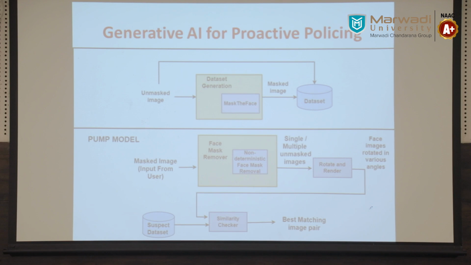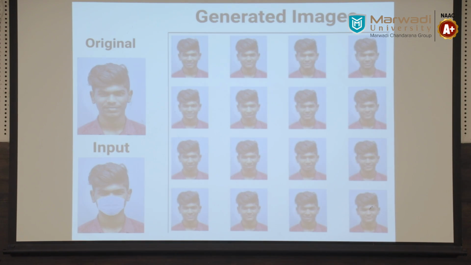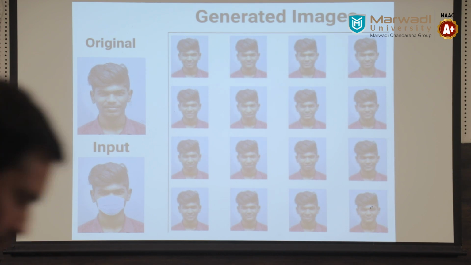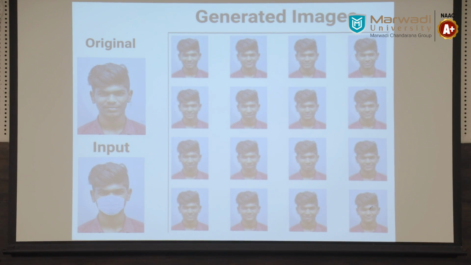Instead of generating only one output, we started generating multiple outputs, shown in different emotions as well. This is the way we generated the output. This is my student who worked along with me on this project. For his unmasked face, we masked him and generated different emotions of him as an output. The right side shows all the generated images.